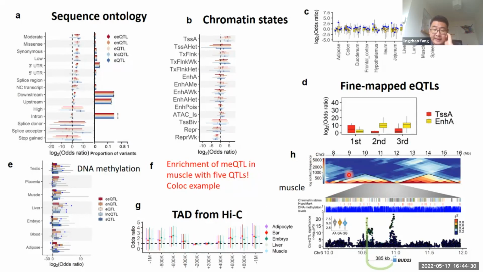This is the Hi-C contact plot, and this is the target gene, called BAT23. There are two independent eQTLs. If you look at the LD pattern, the second eQTL is far away from the TSS. If you look at chromatin states, there are some enhancer regions around this peak, and this peak is located in the same TAD region as its target gene.